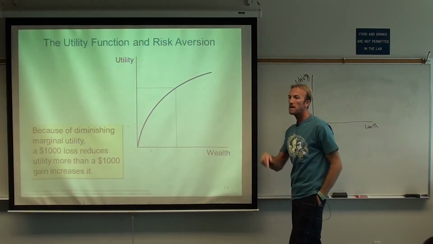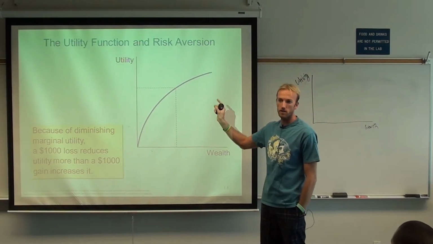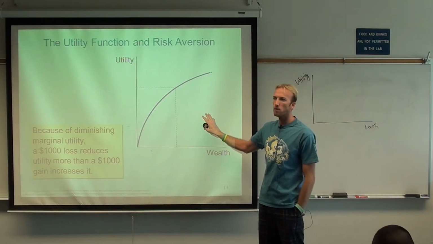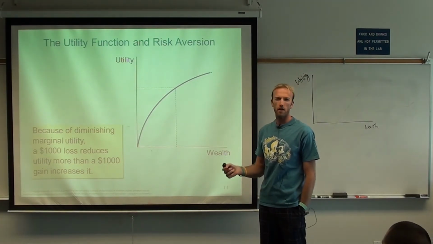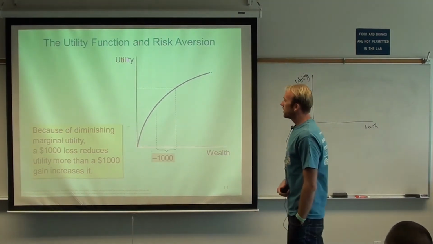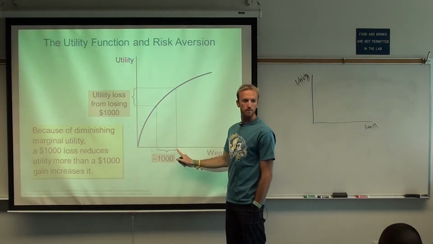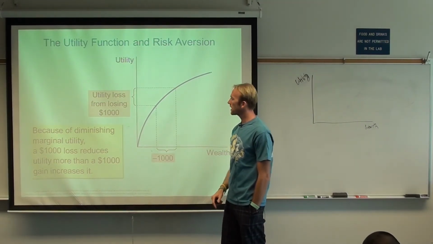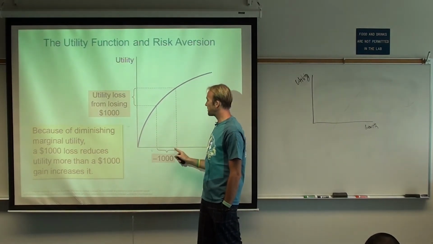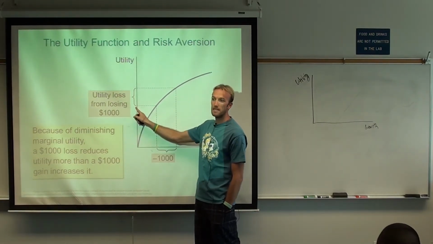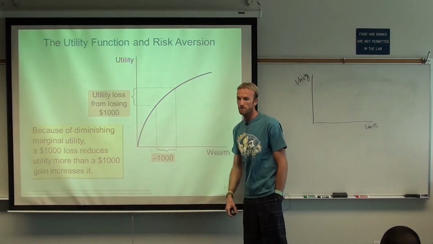So now let's use this shape of our utility function, which I think is a good approximation for people, to try to explain what happens in that coin toss game. Let's say you lose $1,000. This is the amount of money you're at right now, and you lose $1,000. This is what your happiness was from your original amount of money, and this is your amount of happiness now. This is the amount of utility loss, or happiness loss, from losing $1,000.